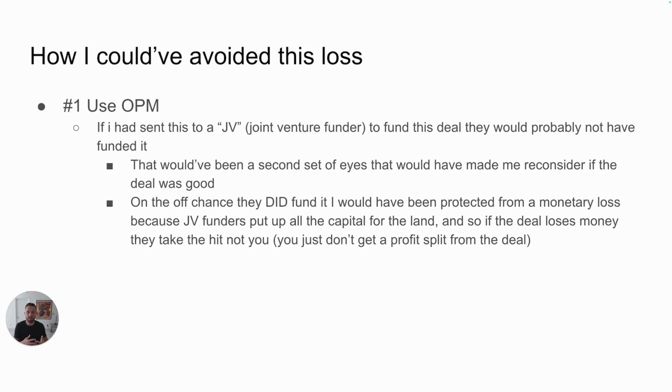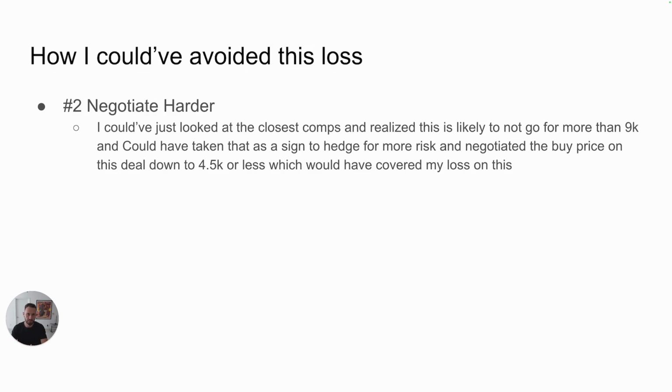They're on the title, and then you have an agreement with them that says, this is how our proceeds are going to be split once it sells. But there's nothing that comes back to you. So if you sell for a loss, that's on them. They know that, which is why they're conservative about the deals that they fund. They don't want to take a loss. Now, let's keep going. Also what I could have done is I could have negotiated harder.